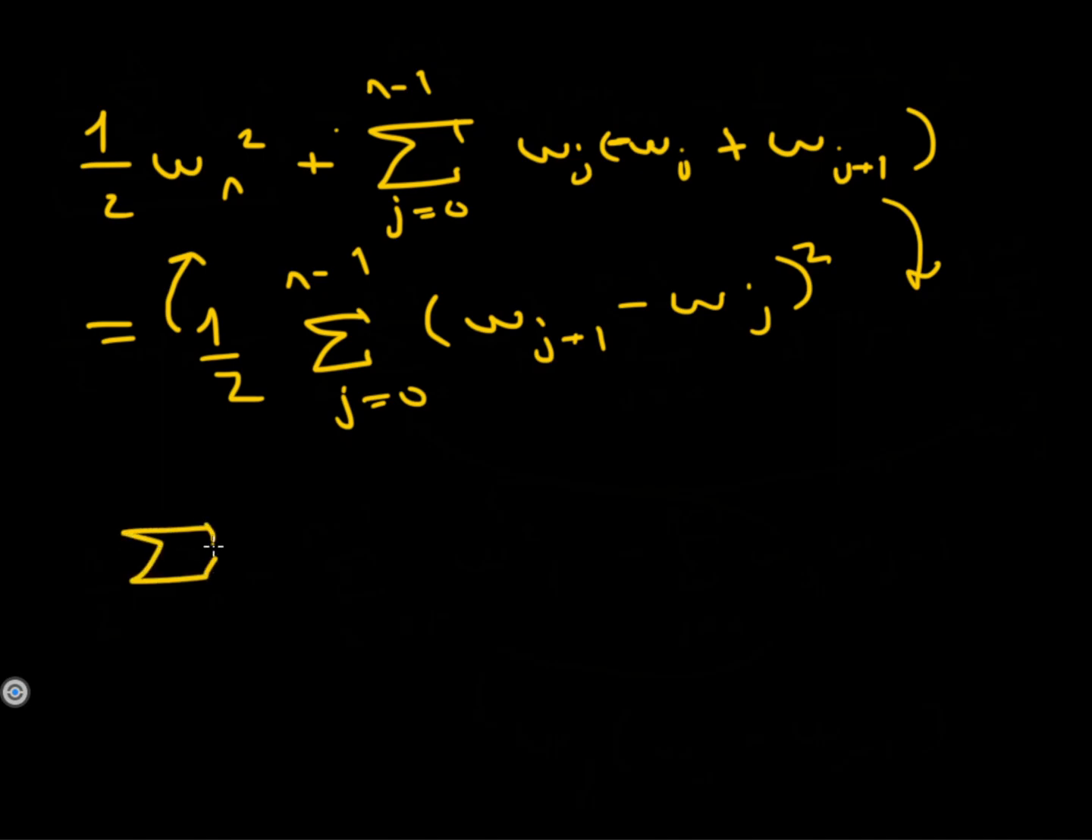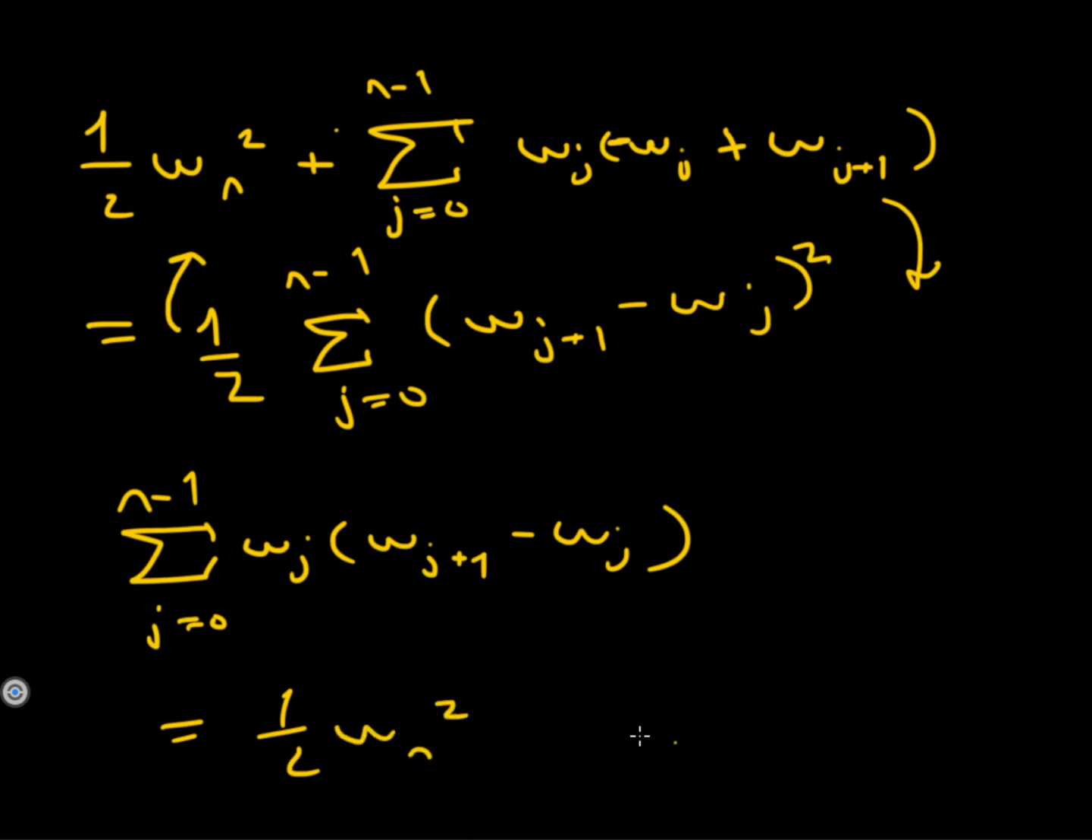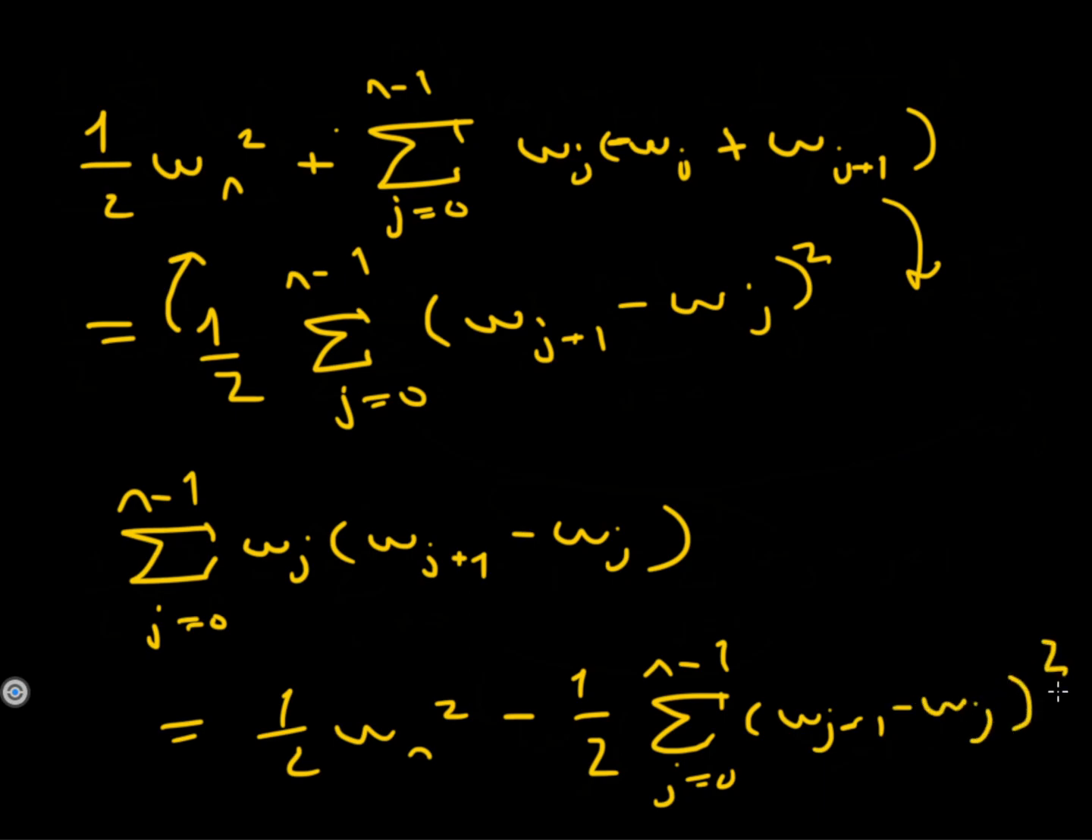the summation from j equals 0 to n minus 1 of wj times wj plus 1 minus wj. So what we did here was multiply this by negative and move it onto the other side. So this is now positive, but the inside is this way, and take this over here. And so this is equal to 1 over 2 wn squared minus 1 over 2 summation of j equals 0 to n minus 1 of wj plus 1 minus wj squared.